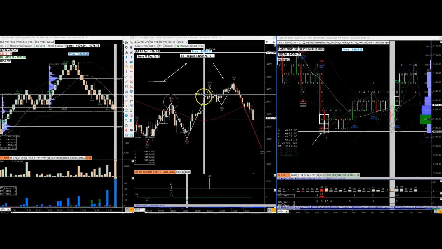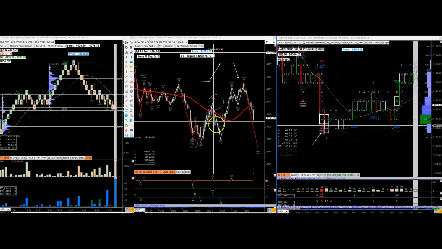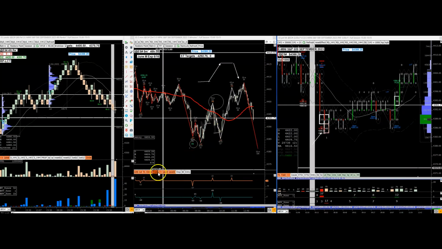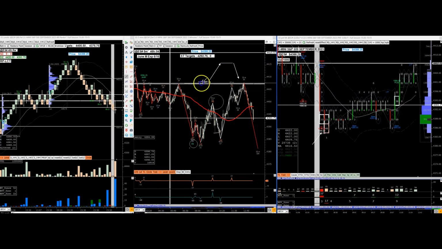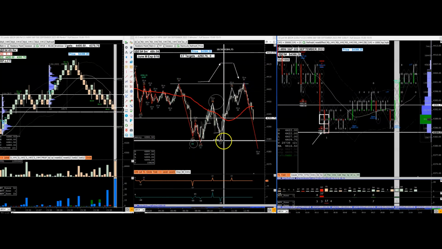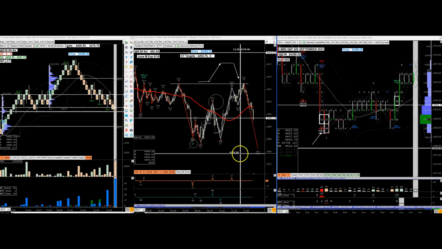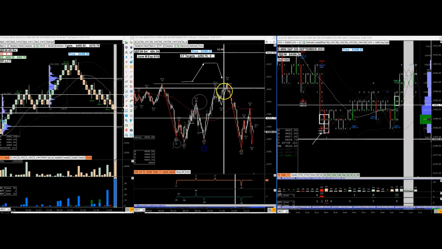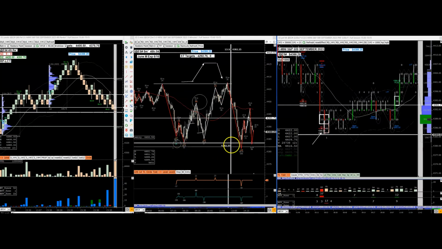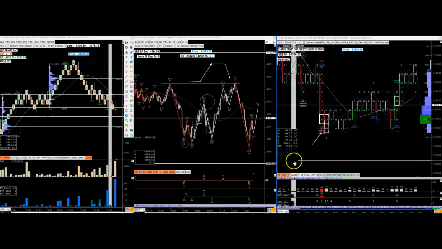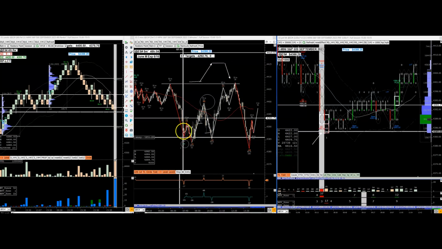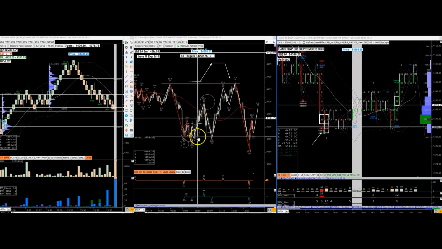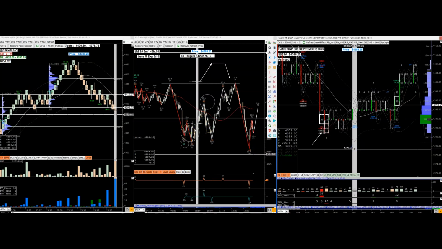And then what happened? Market went up here, took out this area, right there. And then it fell rather slow. So where's the accumulation in all this? It's right here. There's the accumulation. How do you know it's accumulation?